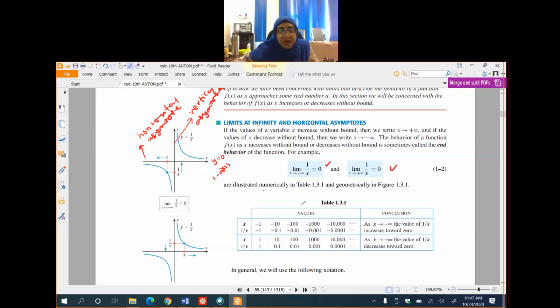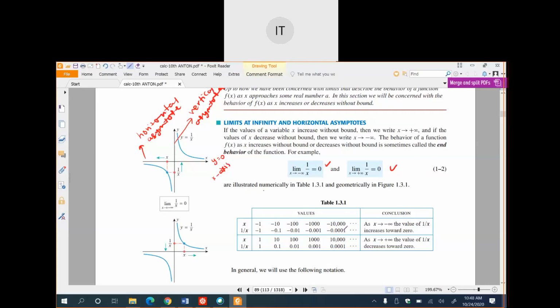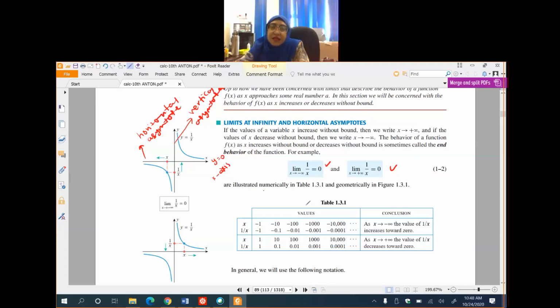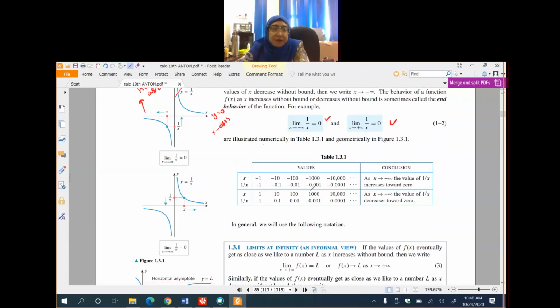Okay, and then you can also do it in terms of table form. If you choose -1, -10, -100, and a very big negative number, and check the values of that function to see the behavior of it. This is for the case when you don't know the graph of the function. But for 1 over x, we know the shape of the function, so it is fine.